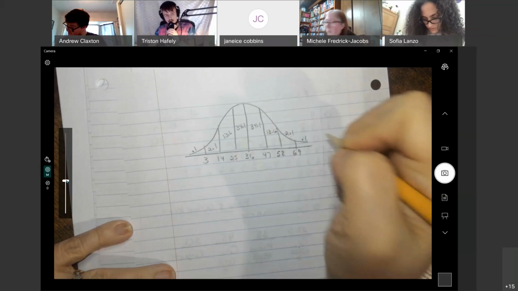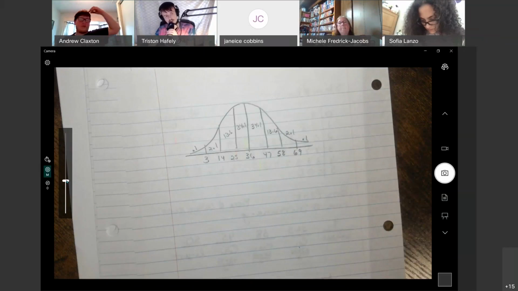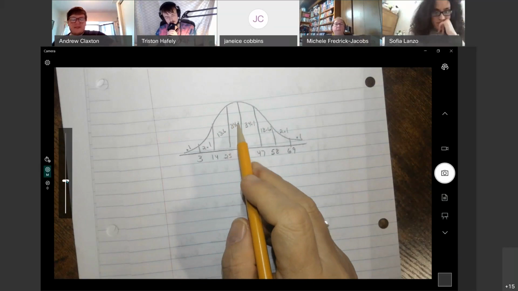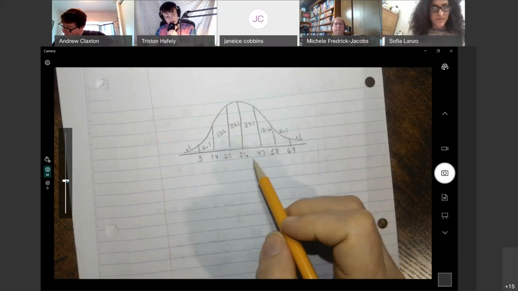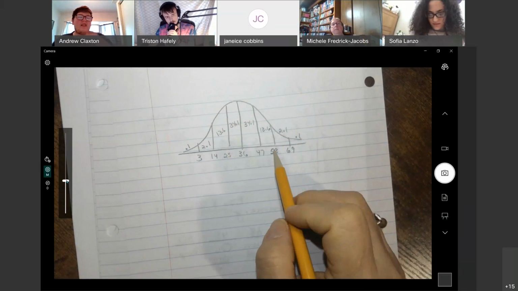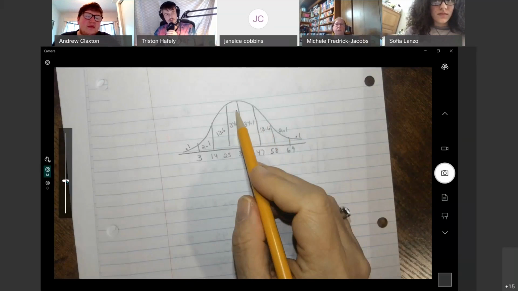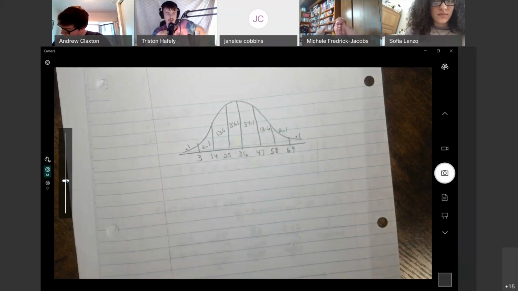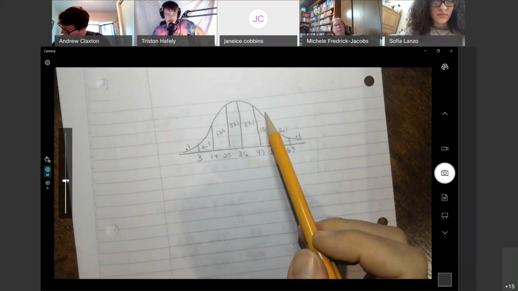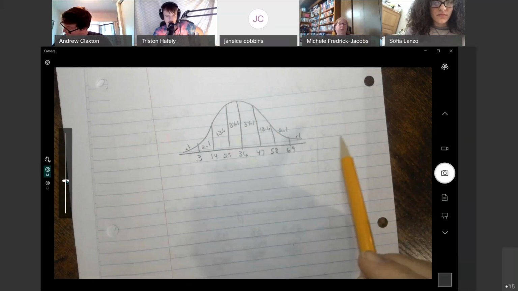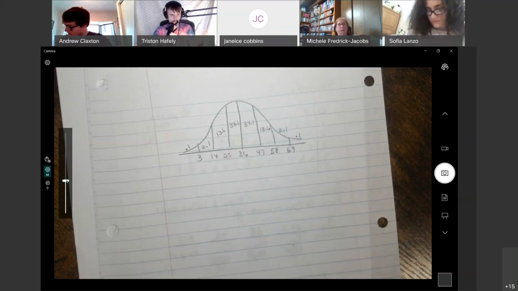Those are the percents between the curve. So between 25 and 36, there's 34.1% of the data. Between 58 and 69, 2.1% of the data. So the majority of your data is in here, and then it slowly goes off. How did we get that? Those are given. So you have to memorize those, or since it's open notes, you could have that written.